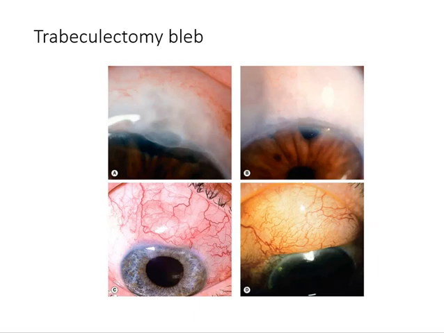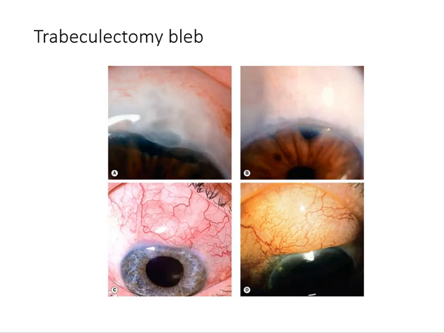Now, the bleb shown on the top right hand side is flat. You can see it's not really raised like the one on the left, and actually this is a non-functioning bleb. The lifespan of a bleb after about 5 years is reported to be about 80%. So actually after that time most of them do continue to work.